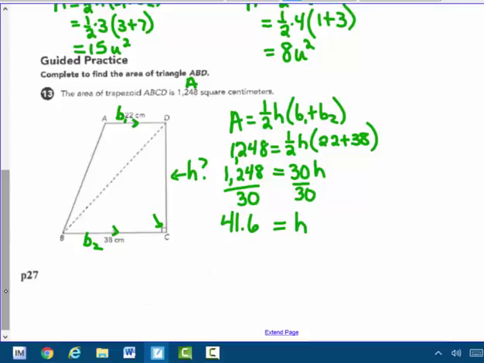And that's my height of 41 and 6/10 centimeters. It's not the area, so don't say centimeters squared. It's just one dimensional. It has one length only. So it's only centimeters. And that's it for today's video.